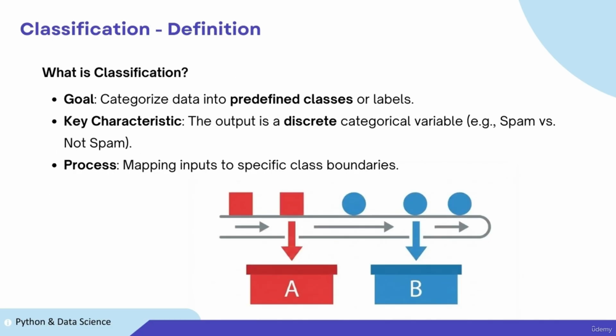Now let's switch to classification. Unlike regression, we are not predicting a number. We are predicting a category. Look at the diagram. We are not measuring how much, we are asking which one. Is it type A or type B? Is it spam or not spam? The output is a discrete variable. The model's job is to find the boundary line that best separates these two classes.